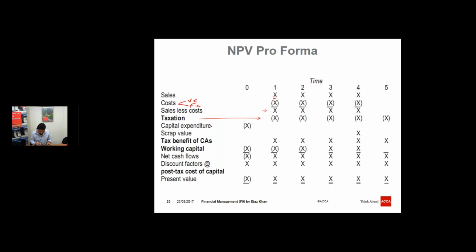Then we might be considering the initial investment. Not necessarily we incorporate it in NPV pro forma. We can deduct it at the end as well, but we can also mention the capital expenditure at year 0 in the NPV pro forma as well. Then we might have scrap value. We might be selling the machinery or the asset which we are purchasing at point 0 at the end of the project. So we'll write scrap value as positive value. Then we have tax benefits on capital allowances. What are these? We'll discuss it later. So for now, we're just ignoring it.